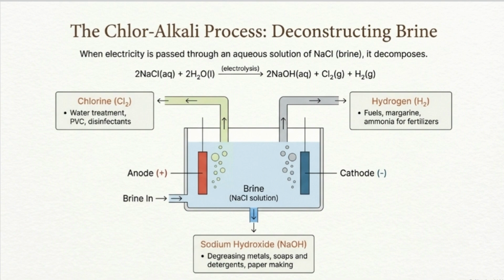When electricity is passed through the brine, it decomposes into sodium hydroxide, chlorine gas, and hydrogen gas. These products are crucial for industries ranging from water treatment to fuel and detergent production.